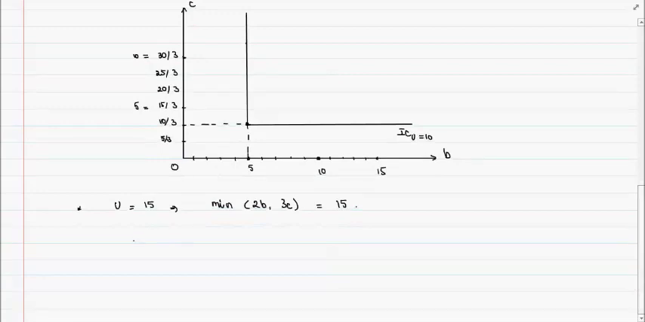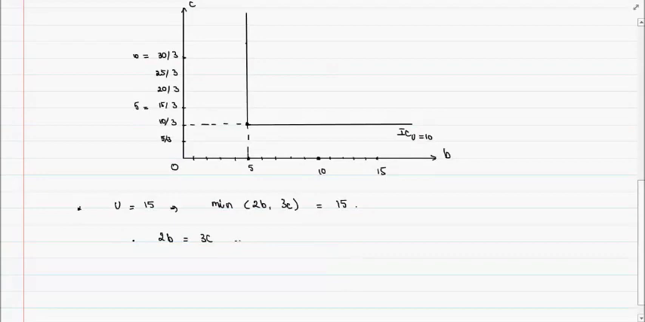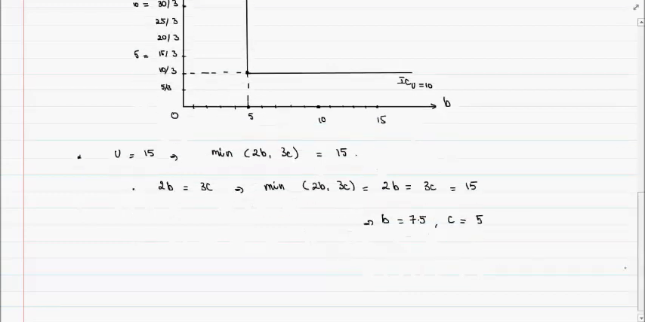Alright, so again, the first case is where 2B equals 3C, and therefore the minimum of 2B and 3C is just equal to 2B, and that is equal to 3C, because these two values are equal to each other and equal to 15. So therefore B equals 7.5 and C equals 5.